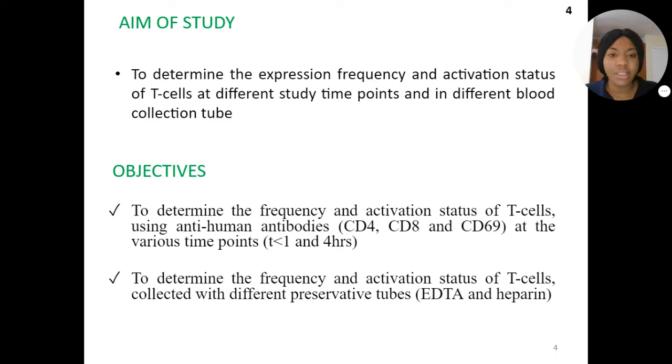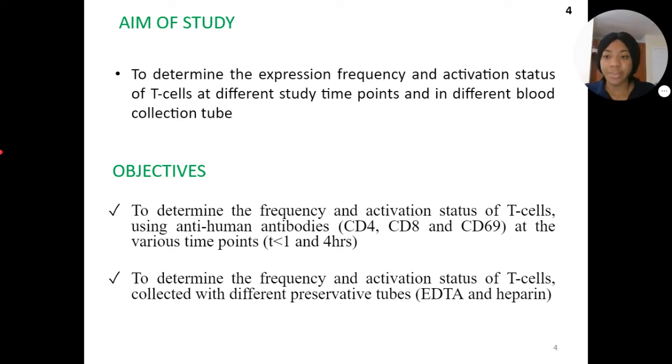Does the difference in the chemicals in these different blood collection tubes have any effect on the expression frequency and the activation status of the T cells? That's another point.